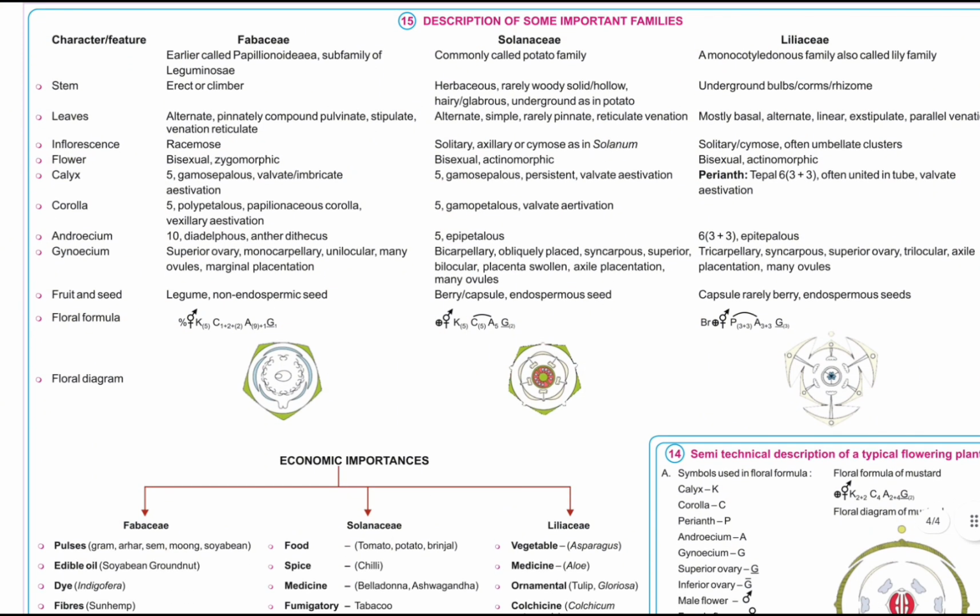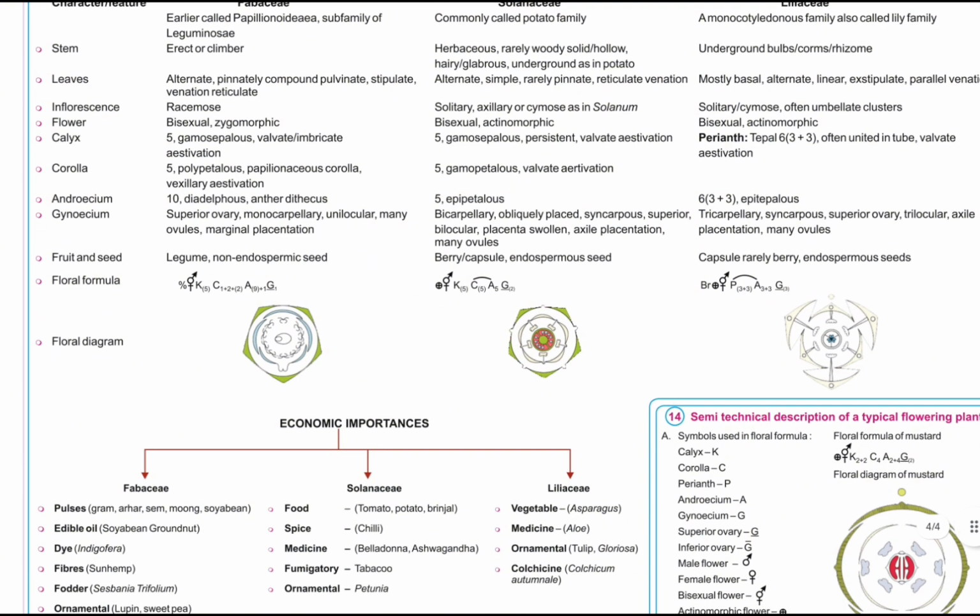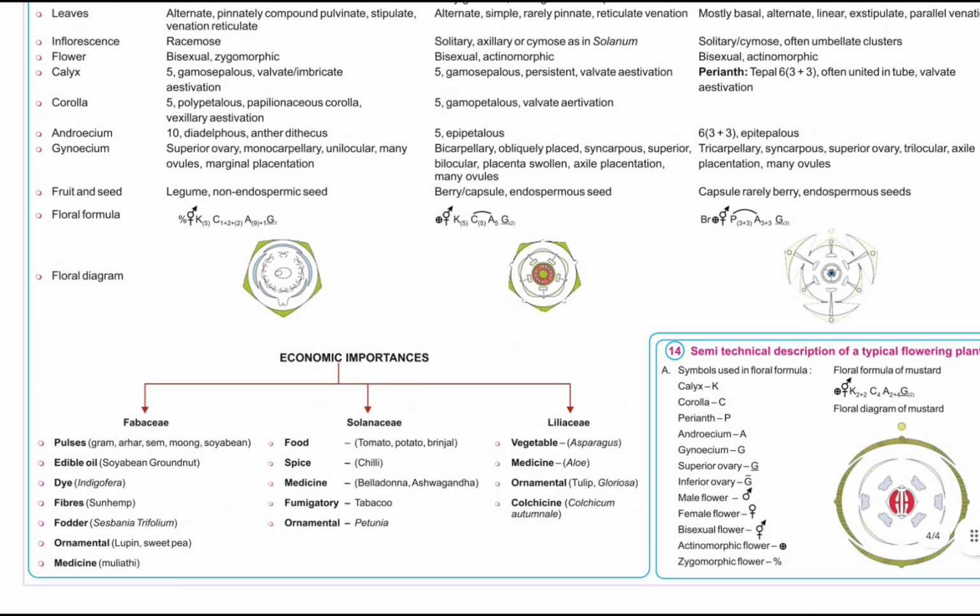Calyx is 5, gamosepalous, persistent, with valvate aestivation. Corolla is 5, gamopetalous, with valvate aestivation, and androecium is 5, epipetalous. Gynoecium is bicarpellary, obliquely placed, syncarpous, superior and bilocular, with swollen placenta and axile placentation, and many ovules. Fruit and seed: berry or capsule, endospermous seed.